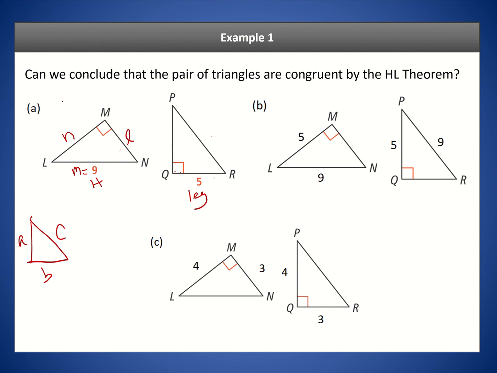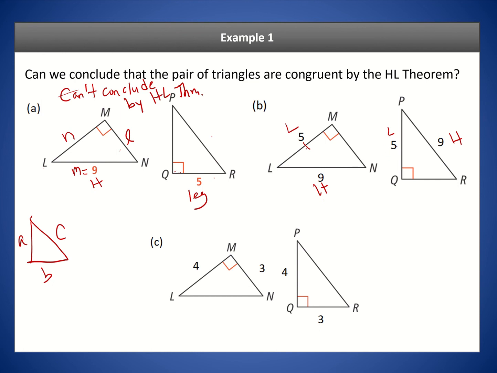Okay, so we can't conclude by HL theorem. Now for B, we have a leg. So we'll call this L, and we have a hypotenuse. So leg, hypotenuse, so that's good. We have a leg, hypotenuse. Now this leg has to correspond to the leg on the other triangle. It can't just be any leg, right?